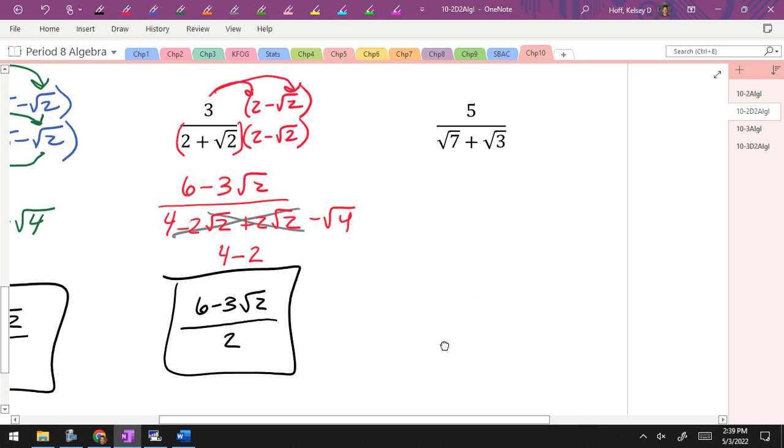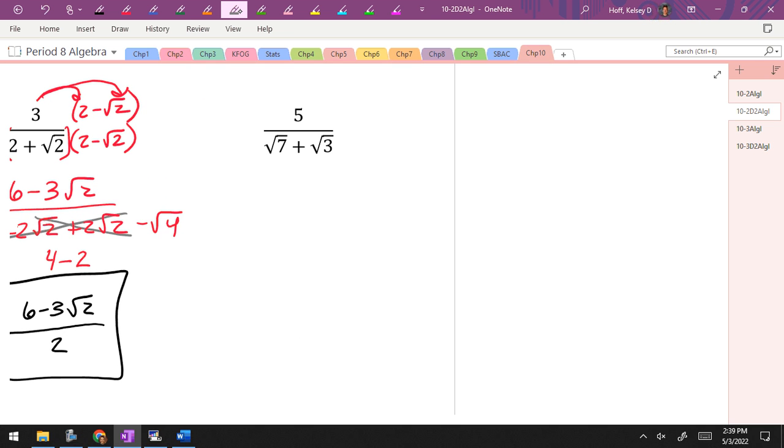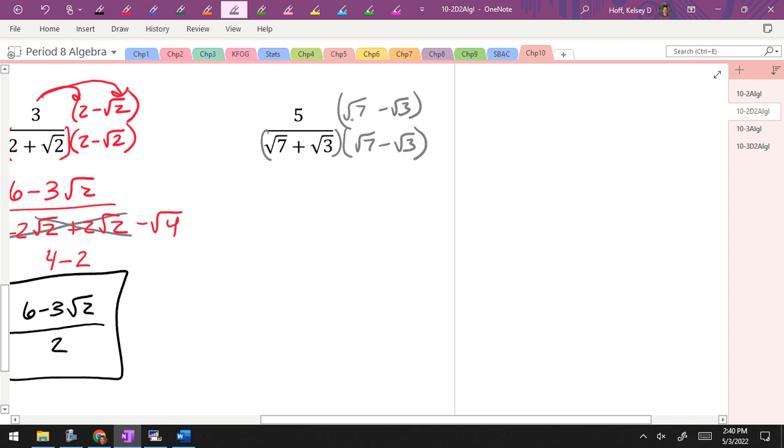How do we do this last one? Same thing. So what am I going to multiply by? Square root of 7 minus the square root of 3. Only change that middle sign. Somebody distribute on the top for me. 5 times square root of 7, 5 square root of 7, minus 5 square root of 3. Good. Who's got the bottom?